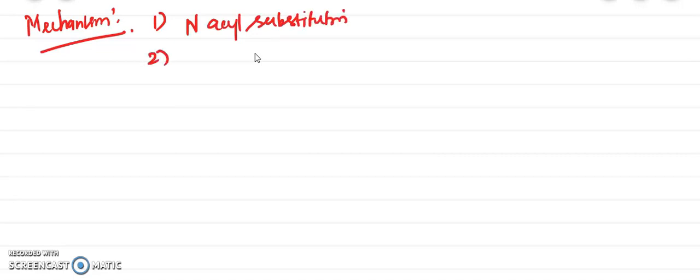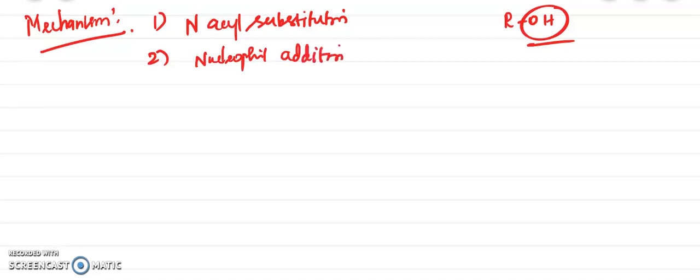The second thing to keep in mind is that protonation of the carbonyl oxygen activates the carbonyl group towards the nucleophilic addition of the alcohol. Nucleophilic addition means the carboxylic acid is reacting with the alcohol, so here there is an OH group. So protonation of the carbonyl oxygen activates the carbonyl group towards nucleophilic addition of the alcohol. Nucleophilic addition of the OH of the particular alcohol is going to happen in this reaction.